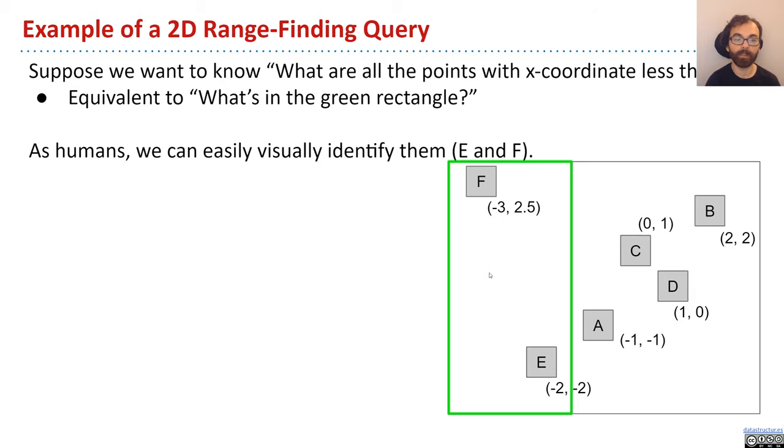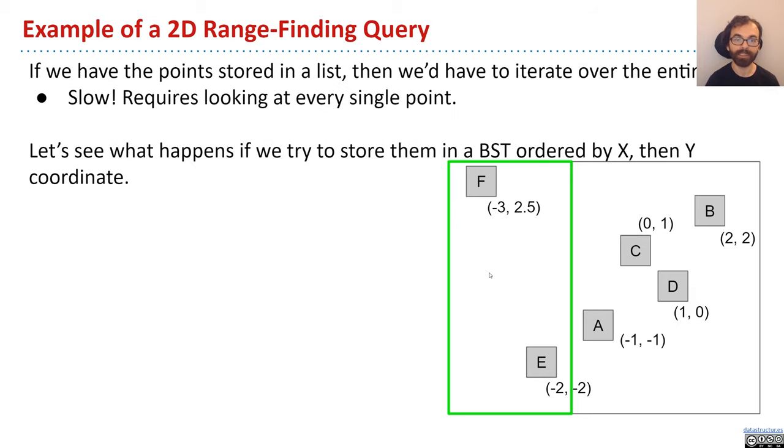Now, if you were to try and implement something similar in Java, we have to have the points stored somewhere. So if we have the points stored in a list, like just an array list of points, then we'd have to iterate over the entire list. That's slow. It requires us to look at every single point. So what we're gonna do now is see what happens if we try to store these points in a binary search tree ordered by x-coordinate, then y-coordinate, okay?